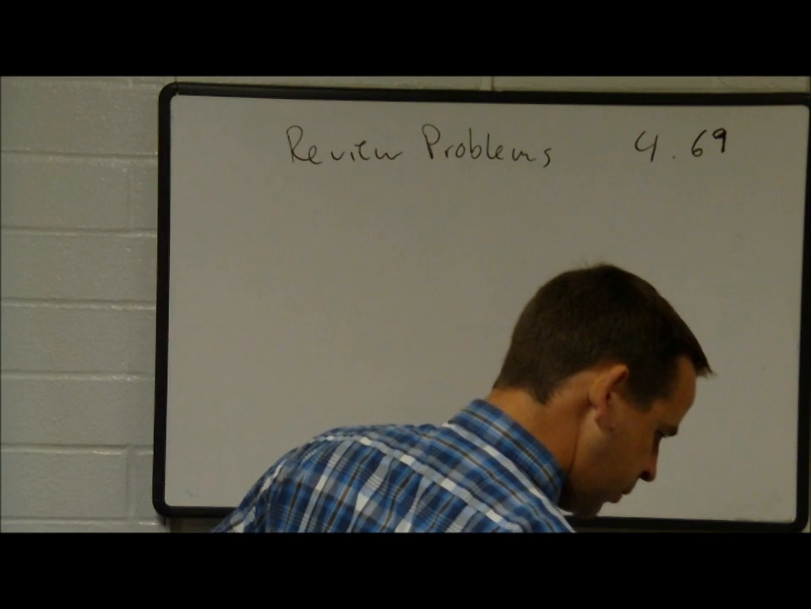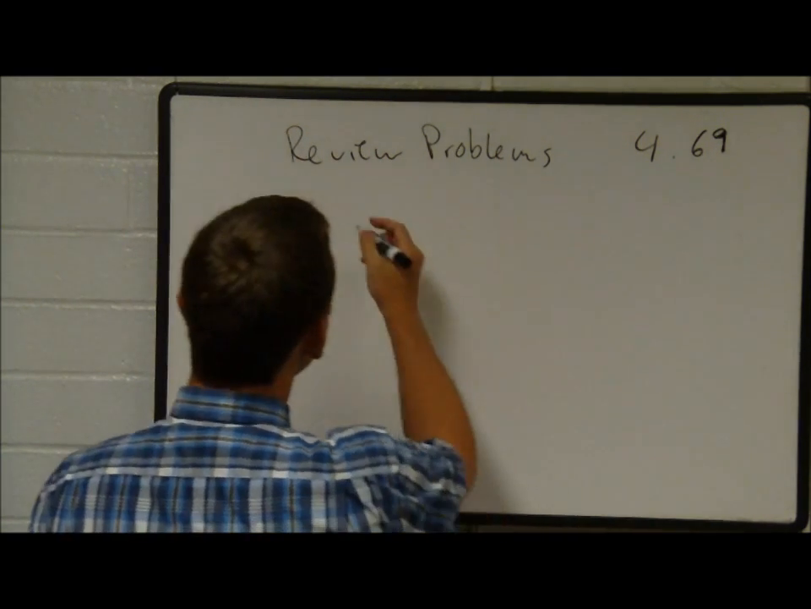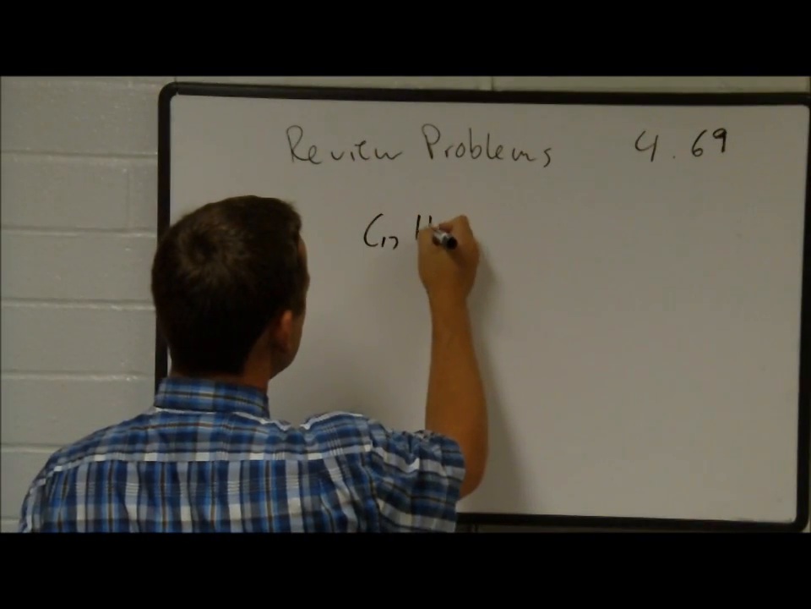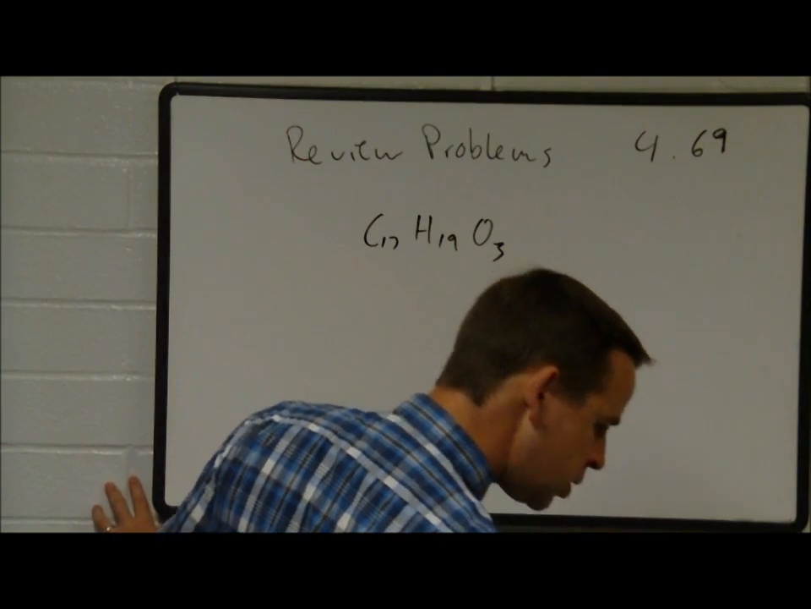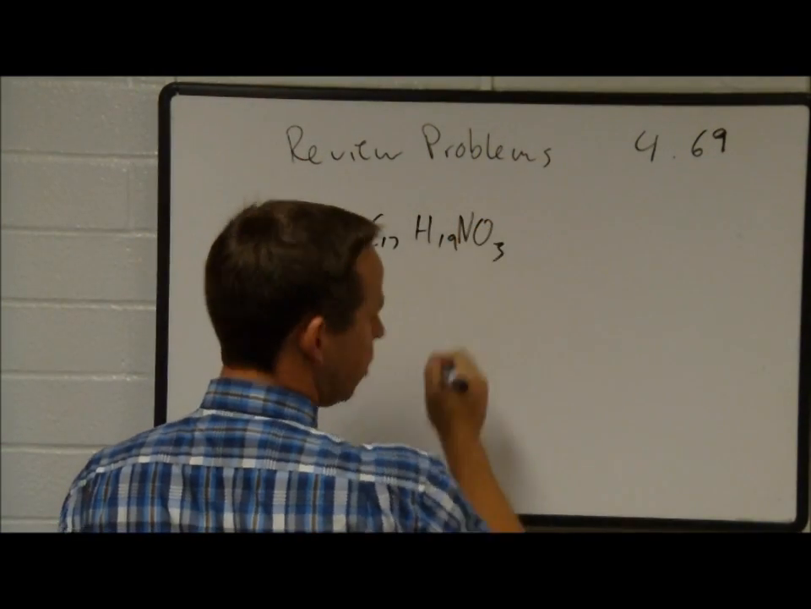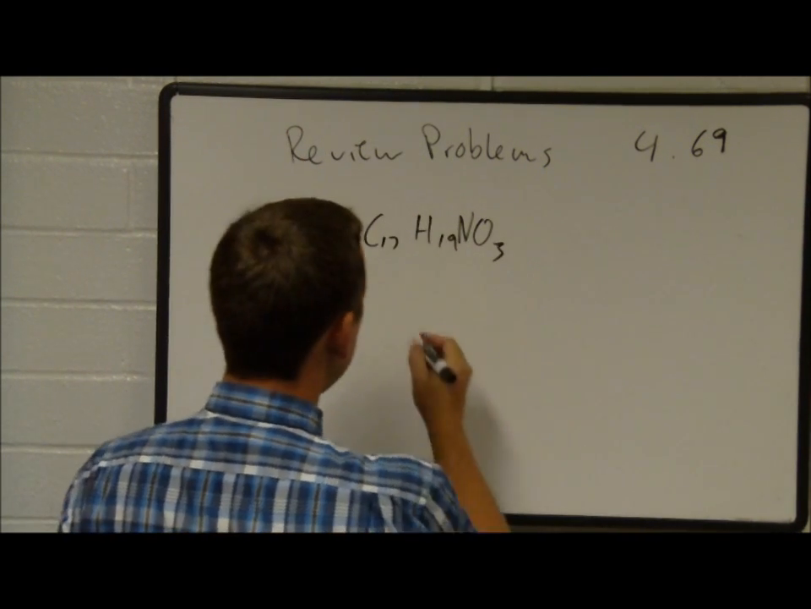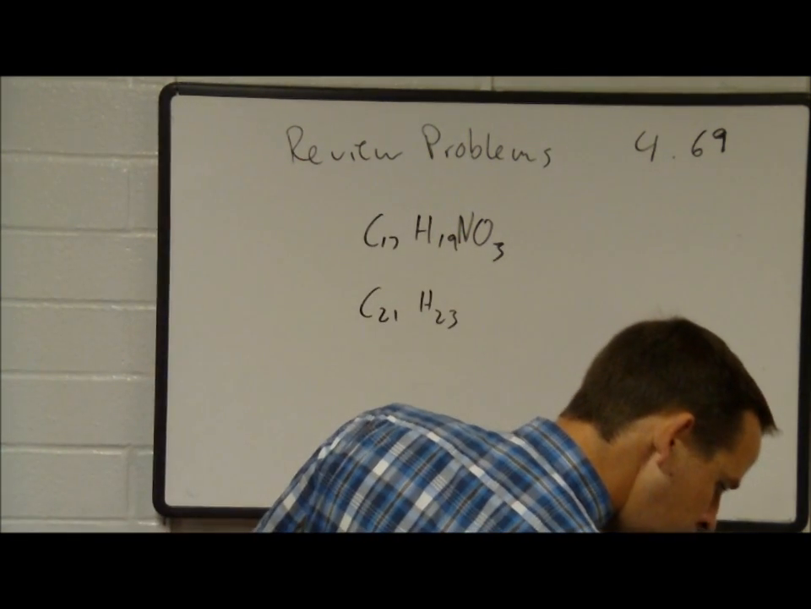Which has a higher percentage of oxygen? Morphine, C17H19NO3, or heroin, C21H23NO5.